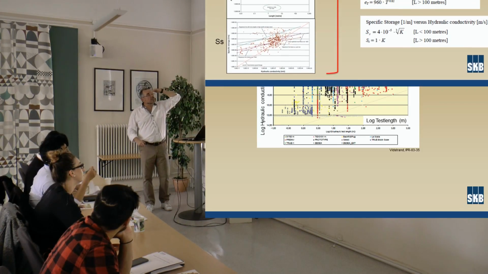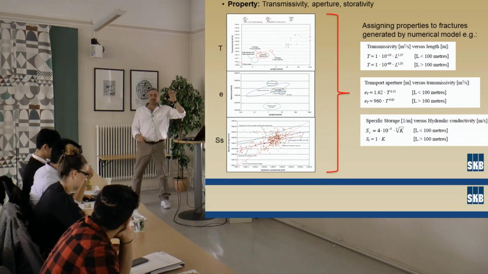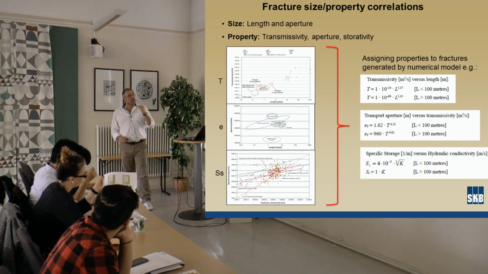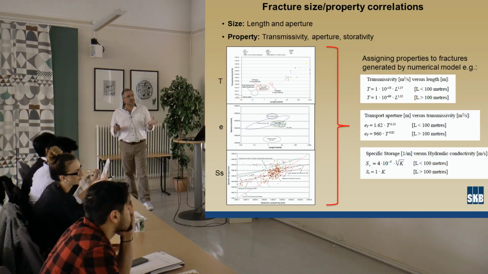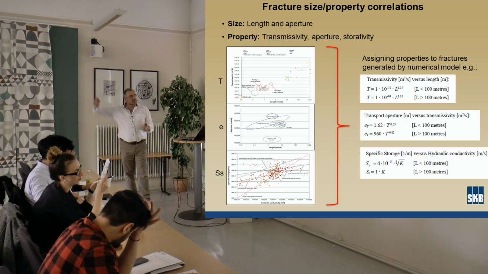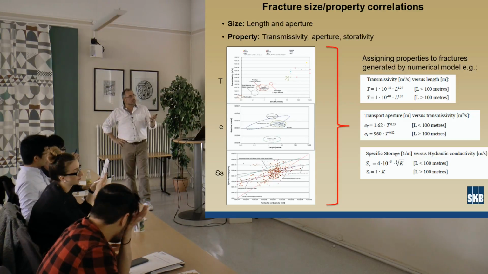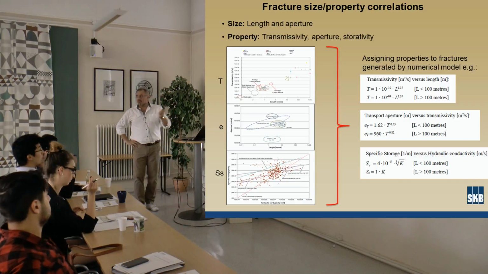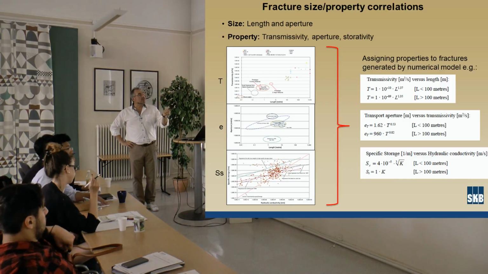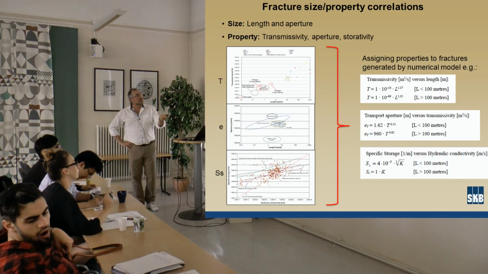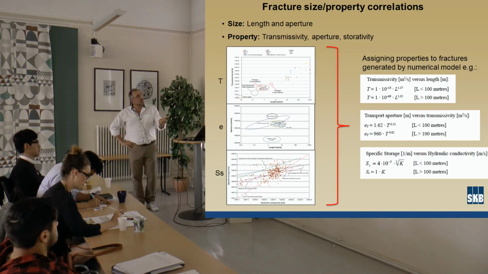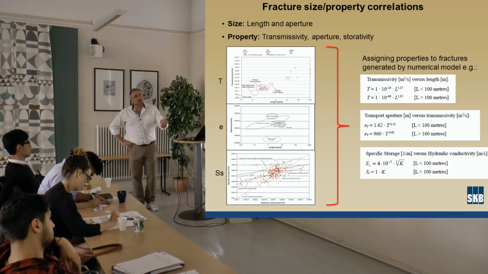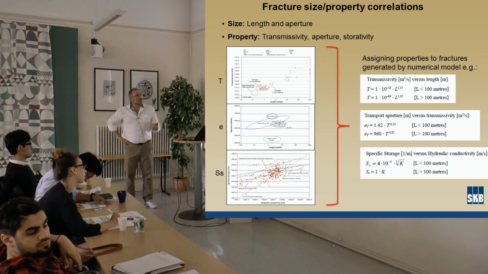That is one component. Then what hydrogeologists also do is that we try to find relationships between fracture size and property correlations. This is important because it is utilized in the modeling. So this is one example of trying to find it from actual measured data. This is length and transmissivity for different projects. So how we can try to find a certain trend or correlation.